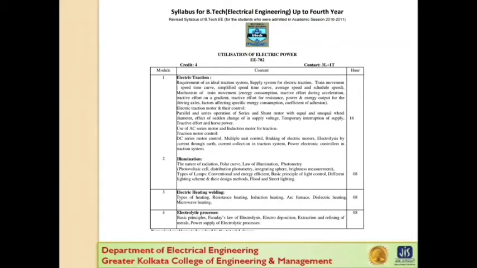This topic is included in module 2 of the subject Utilization of Electric Power. Subject code is EE-702. In this video, I will discuss the inverse square law of illumination.